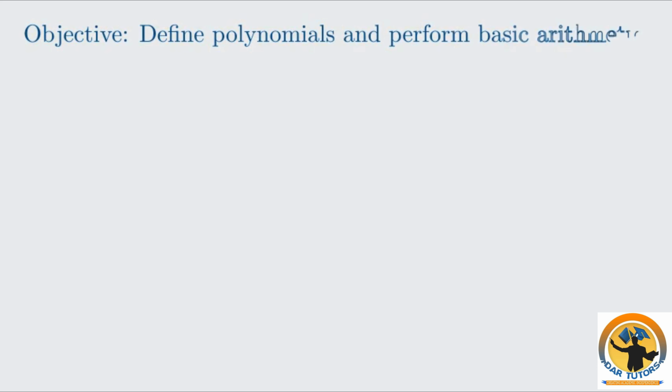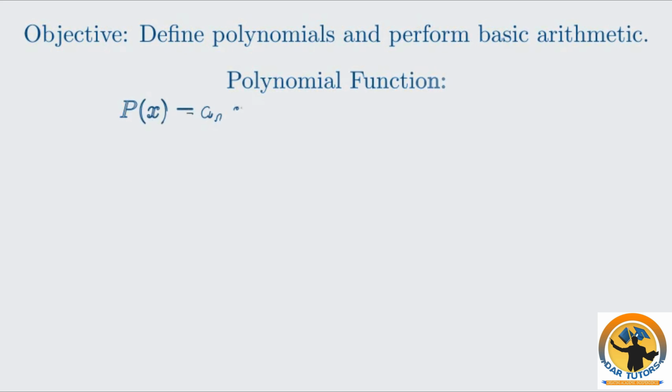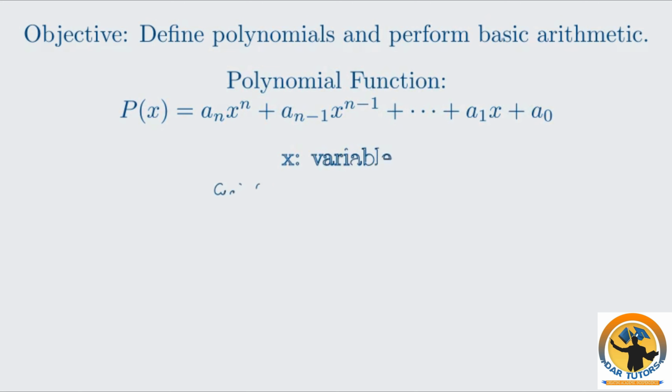Let's now shift our focus to polynomials. This is our seventh objective. We'll define what a polynomial is and learn how to add, subtract, and multiply them. A polynomial function is a function of this form. It's a sum of terms, where each term is a constant coefficient times a non-negative integer power of the variable x. Here, x is the variable.